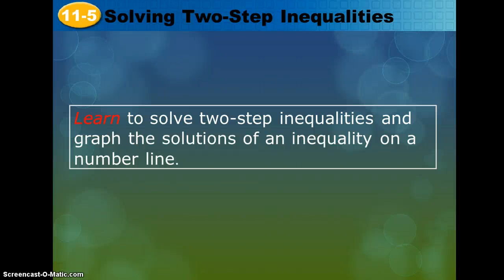Hi, this is Mr. Snyder with Truman Middle School, and today we are going to solve two-step inequalities. So our objective is to learn to solve two-step inequalities and be able to graph the solutions on a number line.